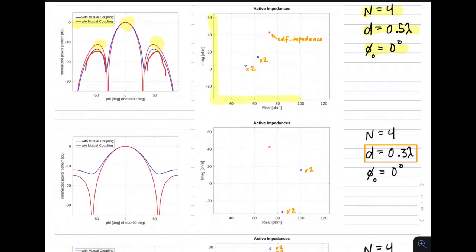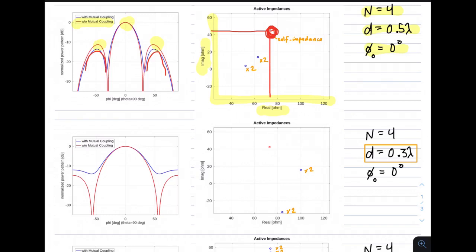Over here, we have a plot of the active impedances. The horizontal axis is the real value of the impedance in ohms. The vertical axis is the imaginary value of the impedance in ohms. And just to remind you, this red cross right here is the self-impedance of a single dipole in the array, because we know that the self-impedance of a thin half-wave dipole is 73 plus j42.5. So if there were no mutual coupling, all the active impedances would be equal to that self-impedance. But since we have mutual coupling, and we're considering it now, we find the active impedances are different.